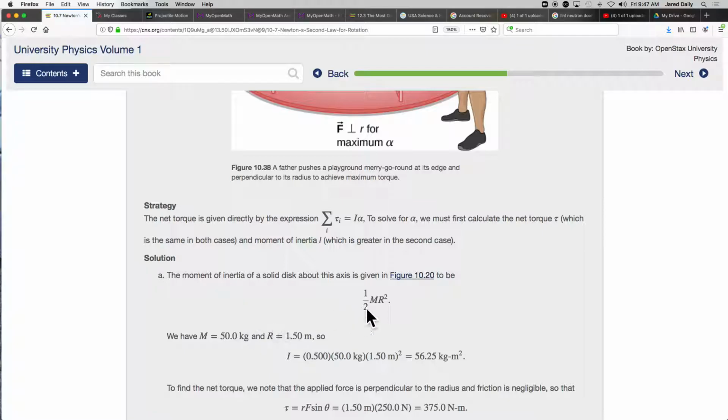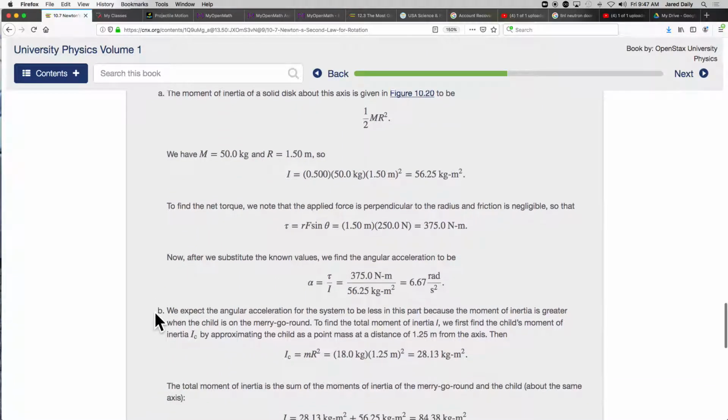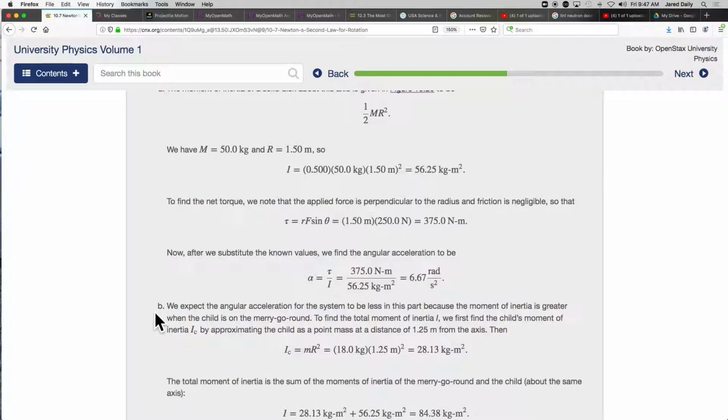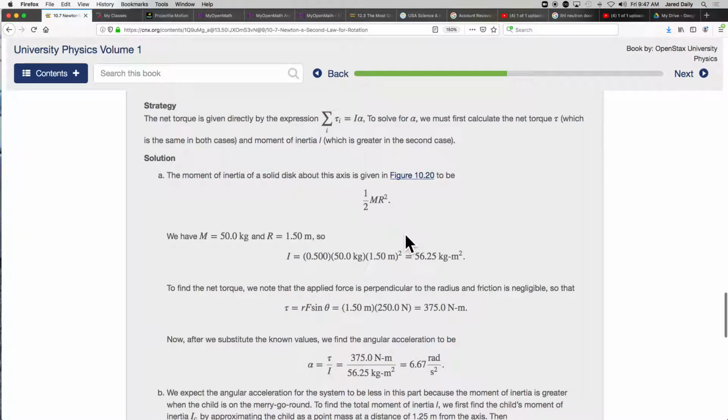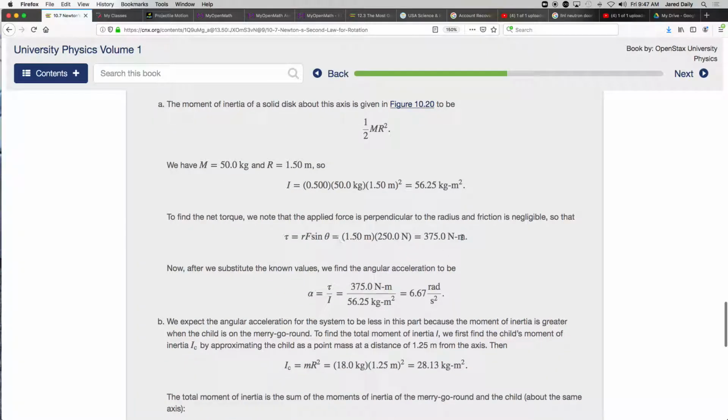Mass of 50 kilograms, radius 1.5, so we calculate the I, 1/2 mR squared. And then to find the net torque, we plug it into our equation. The sum of the torques, now there's only one torque. It's just the one force, 1.5 meters away, 250 newtons, and the angle between the force and the radius is 90 degrees. So the sine of 90 degrees is 1. We calculate our torque to be 375 newton meters.